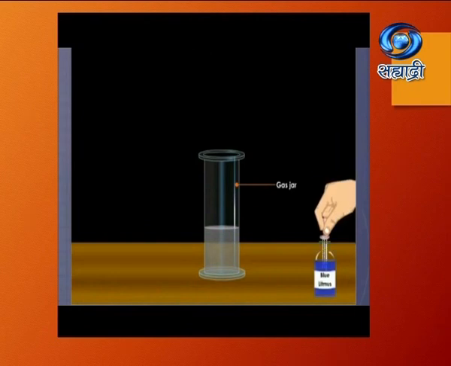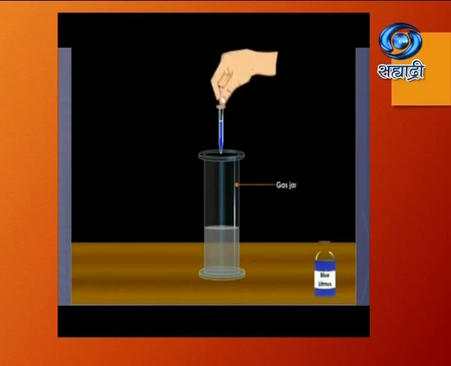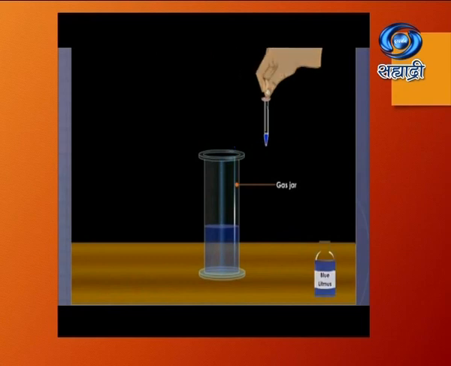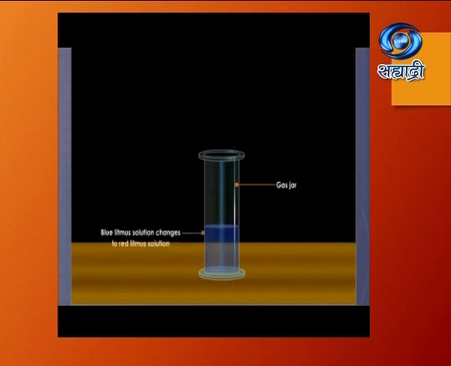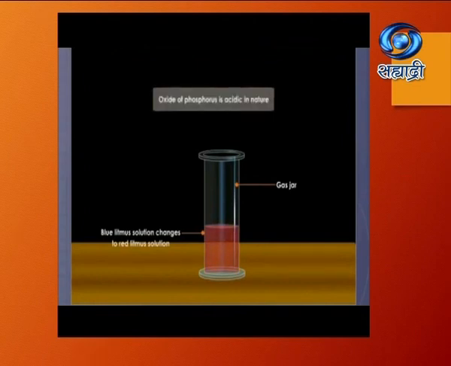Now put a few drops of blue litmus solution into it. The color of the litmus changes to red. It shows that the oxide of phosphorus is acidic in nature. This experiment proves that non-metallic oxides are acidic in nature.